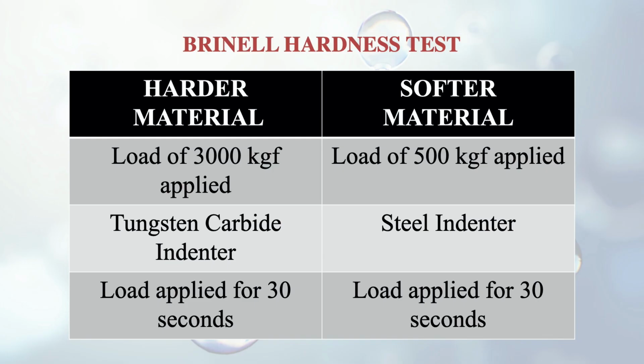In a harder material, tungsten carbide indenter is used, whereas in a softer material, a steel indenter is used. And in a harder material, load is applied for 30 seconds, and in softer material the load is also applied for 30 seconds. So this is the only similarity, that the load is applied for the similar time. So now we get the formula for that.